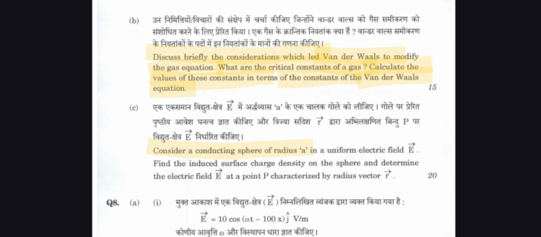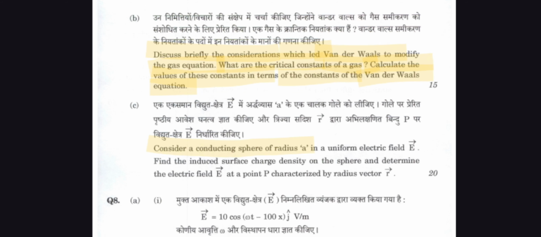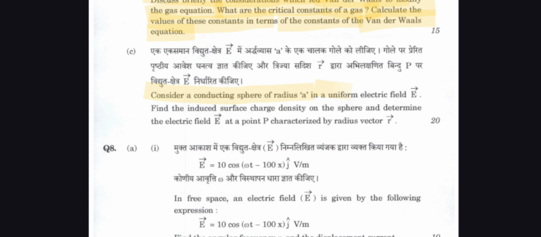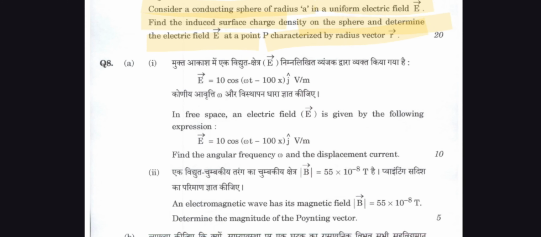Question number C. Consider a conducting sphere of radius A in a uniform electric field E. Find the induced surface charge density on the sphere and determine the electric field E at a point P characterized by a radius vector R.